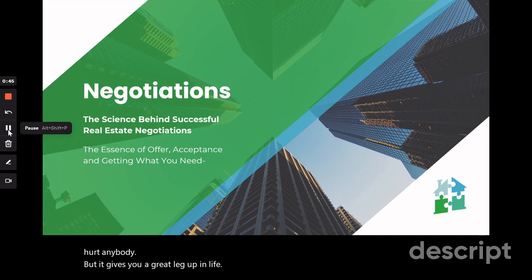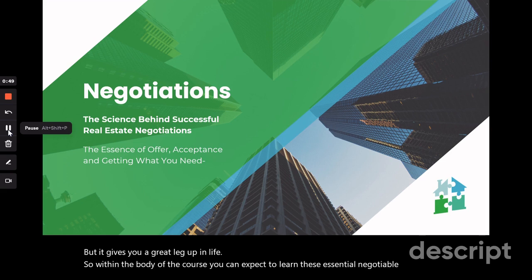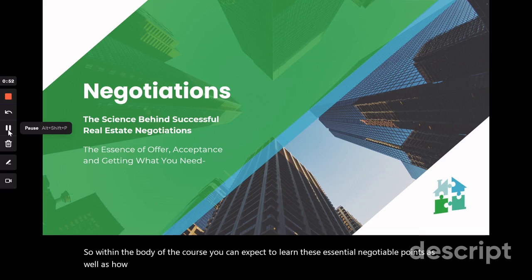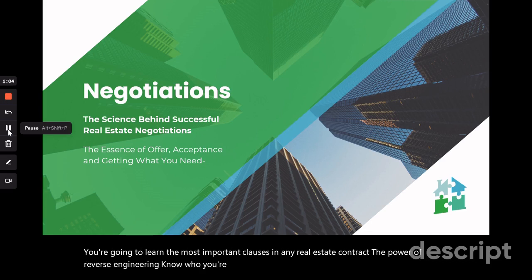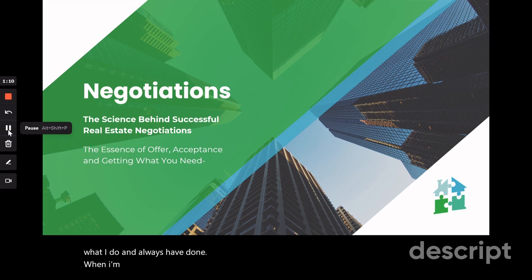So within the body of the course, you can expect to learn these essential negotiable points, as well as how to best determine how and when and what to push. You're going to learn the most important clauses in any real estate contract, the power of reverse engineering, know who you're negotiating with. When I get into that, you're going to be surprised at what I do and always have done when I'm negotiating a contract. There's nothing illegal about it. But knowledge is power, kids, and the little bit that you know is going to go a long way.